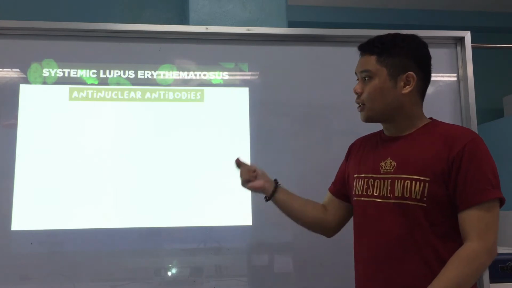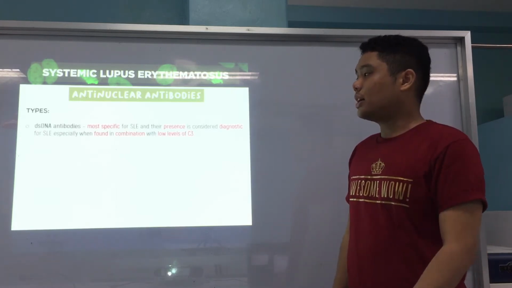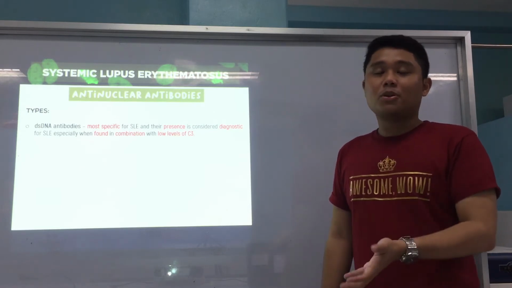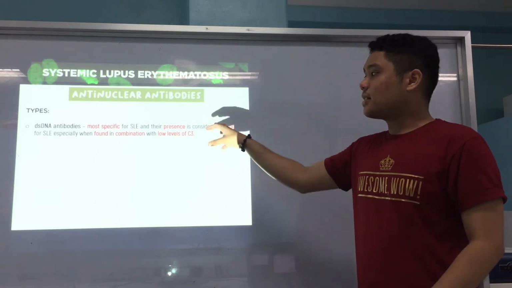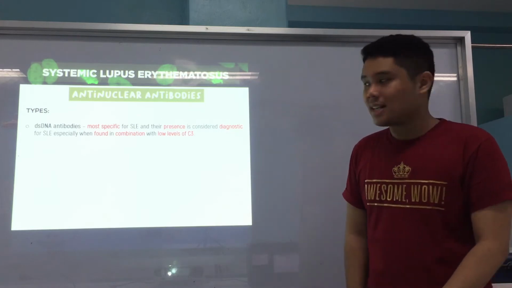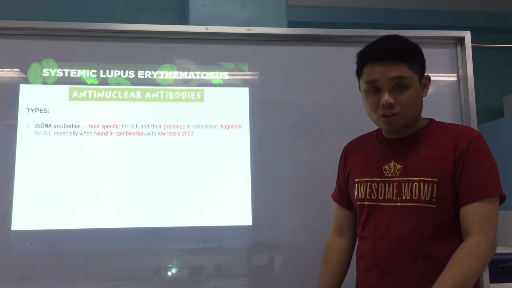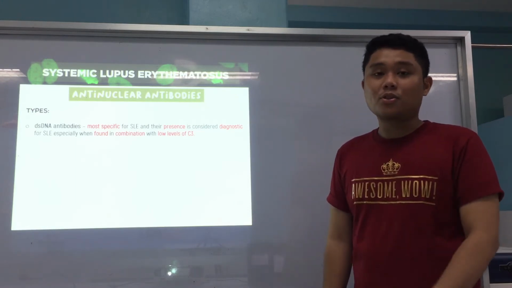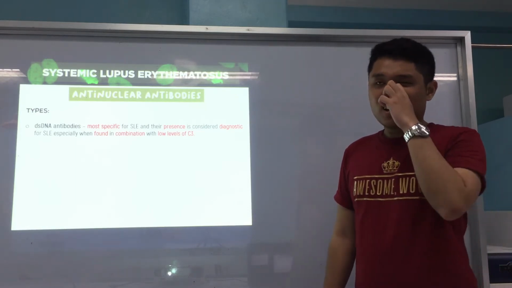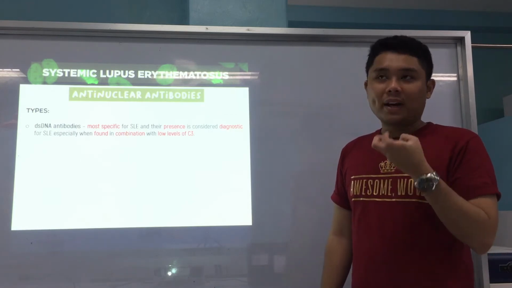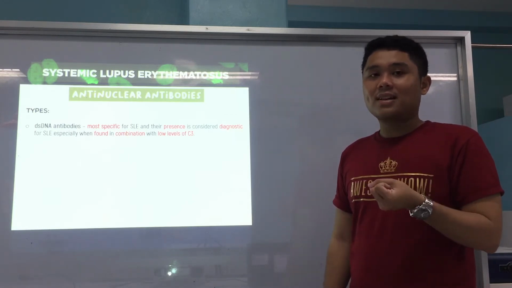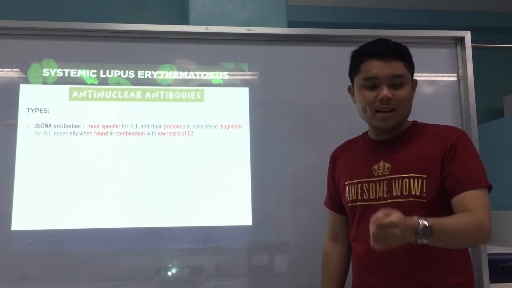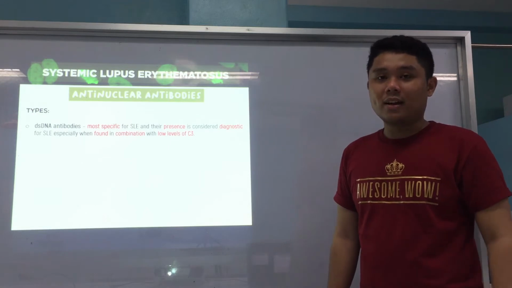Okay, so we'll now start with the first type, which is your dsDNA antibody. With the name itself, it's an antibody against double-stranded DNA. Now, these antibodies are considered to be the most specific for SLE, and their presence is considered diagnostic for SLE, especially when found in combination with low levels of complement protein C3. Because it's really specific for SLE, your dsDNA antibodies. ds meaning double-stranded.